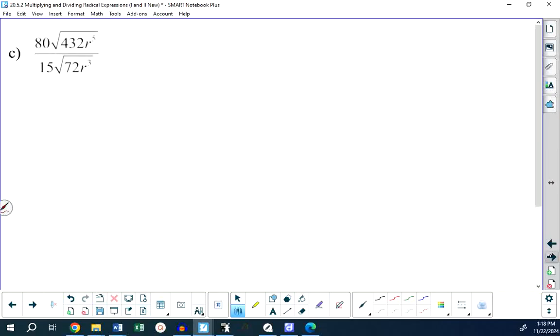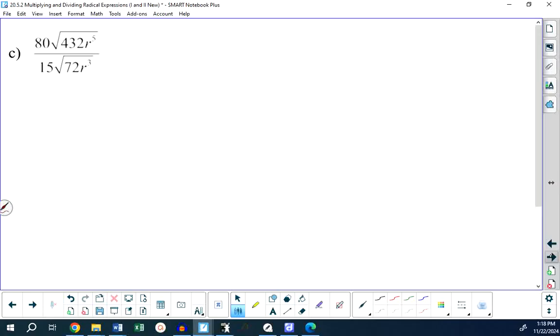Okay, can we divide 80 by 15? I don't mean can we, are we allowed to? Yes, because they're both coefficients. And I know that 5 goes into 80 and 5 goes into 15. I think it's going to be 16 over 3, am I right?